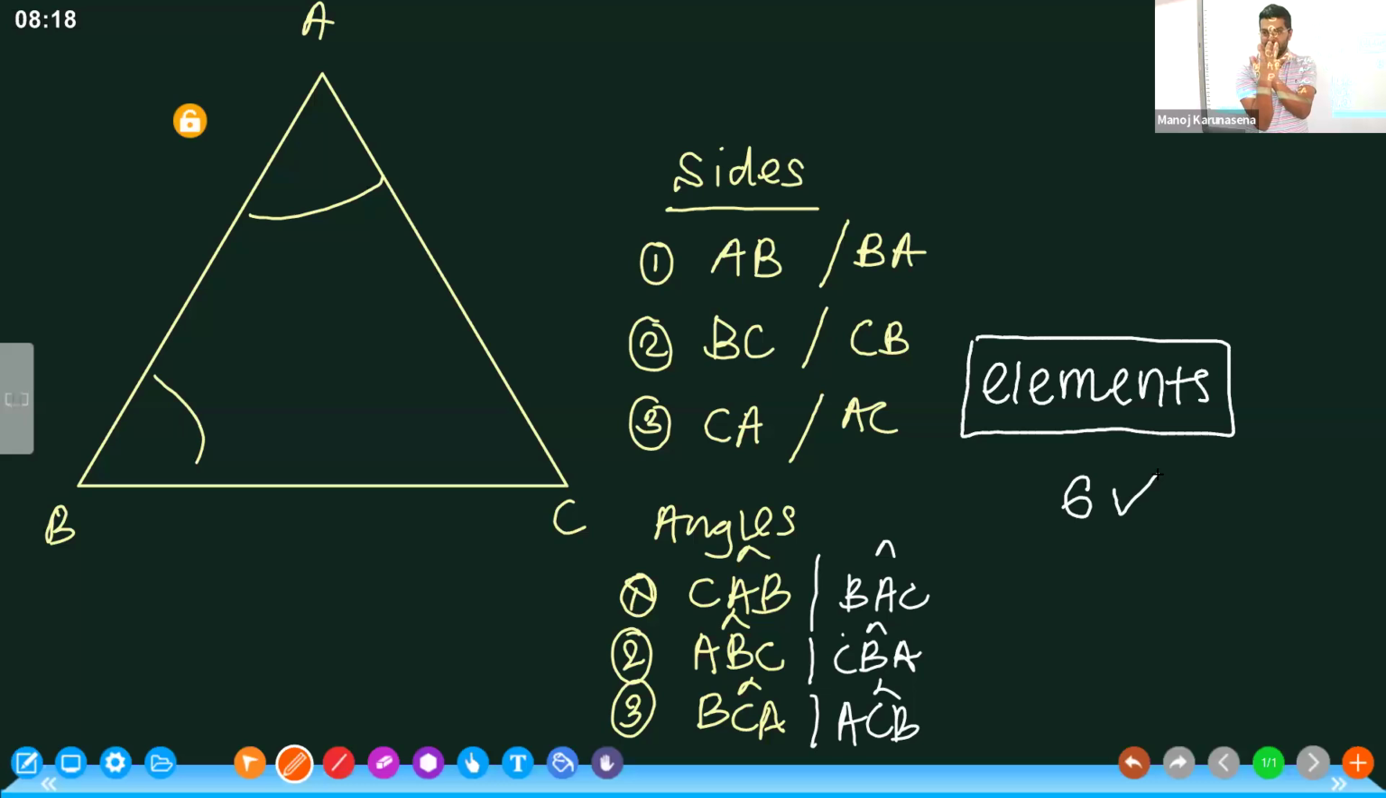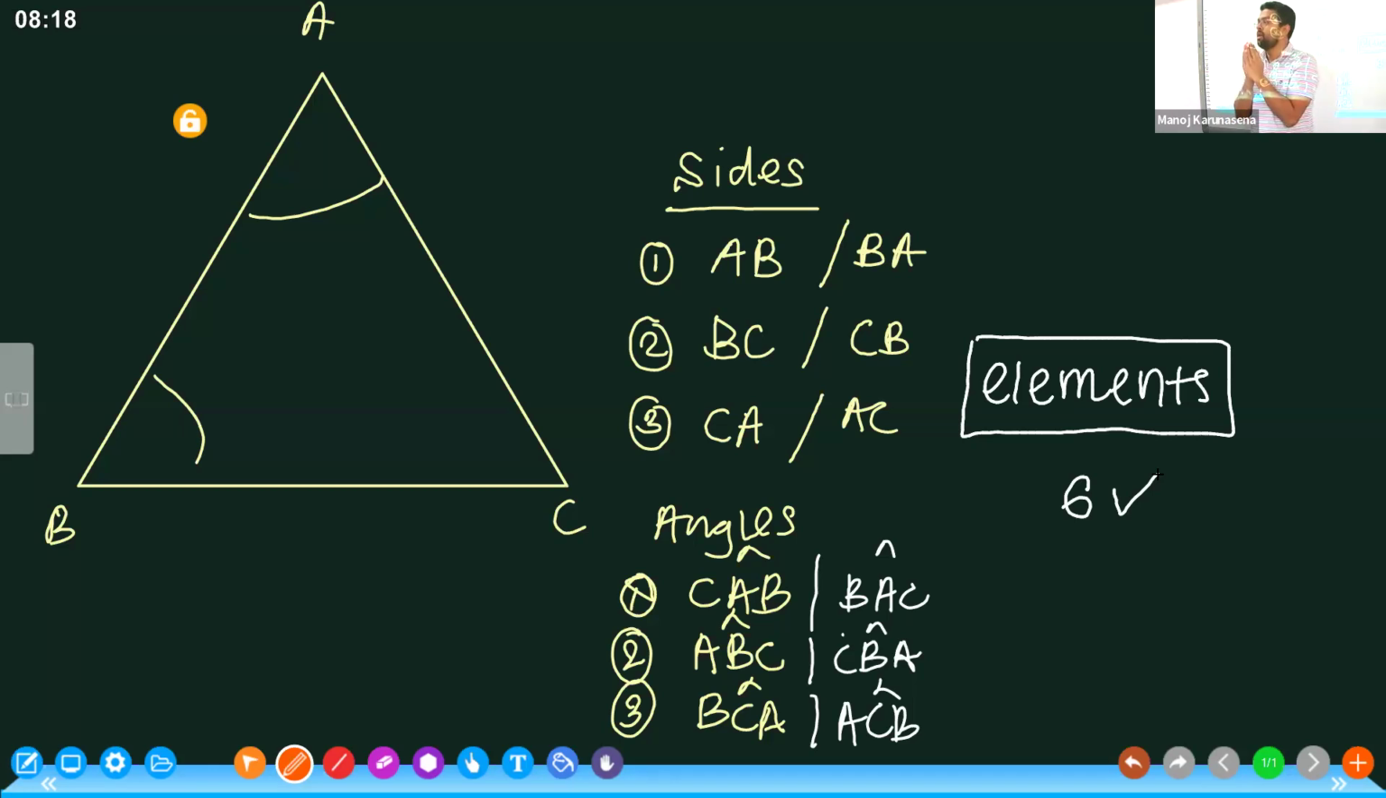Right. Now here onwards, what we are going to do is consider two triangles and check whether the two triangles coincide with one another. So we are going to check whether the given two triangles coincide with one another.